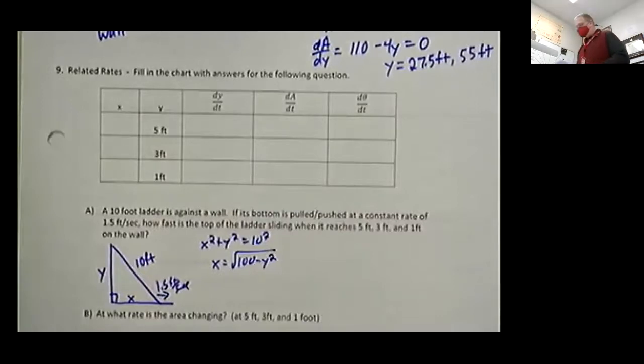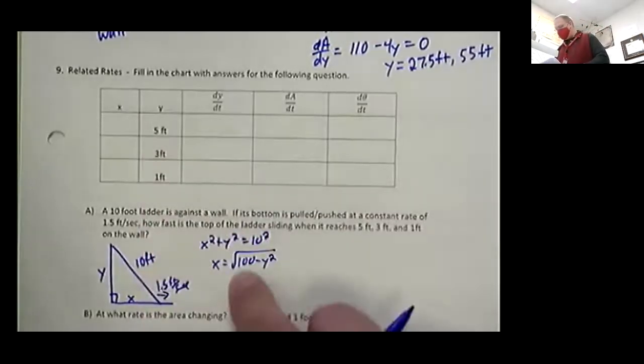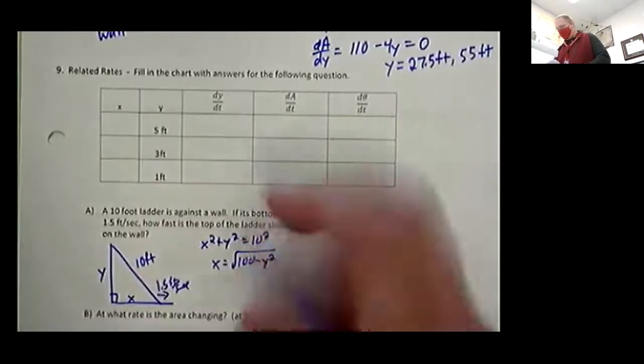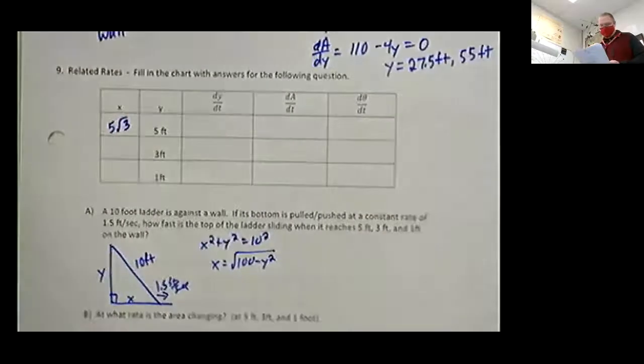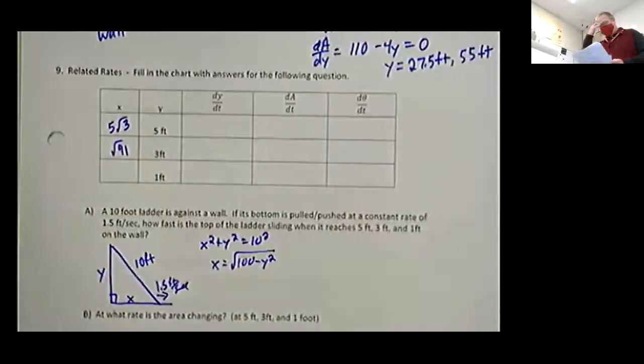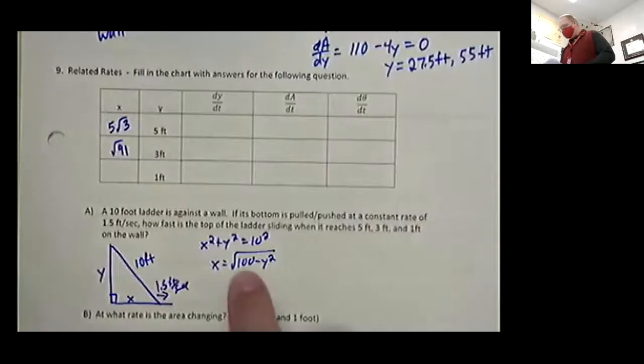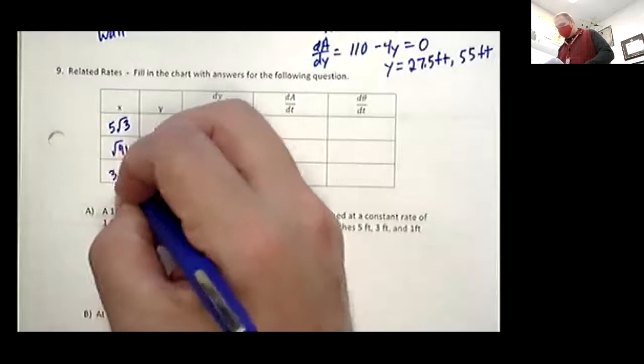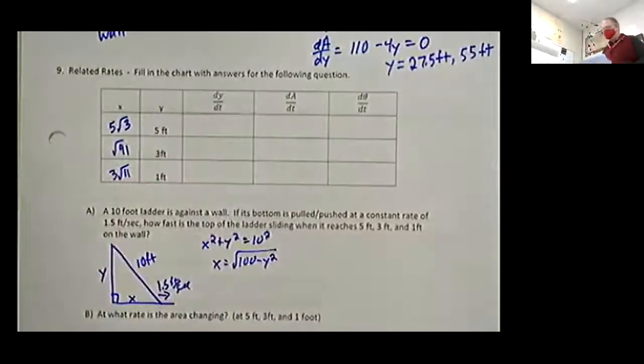So if we plug in 5, we get the square root of 100 minus 5 squared, which is 5 root 3. If you want to use the decimal, that's fine too. We'll plug in y is 3. That's the square root of 100 minus 9, and that's square root of 91. Again, you can use the decimal. We'll plug in 1. So that's 100 minus 1. That's the square root of 99, which simplifies to 3 root 11. So those are x values.